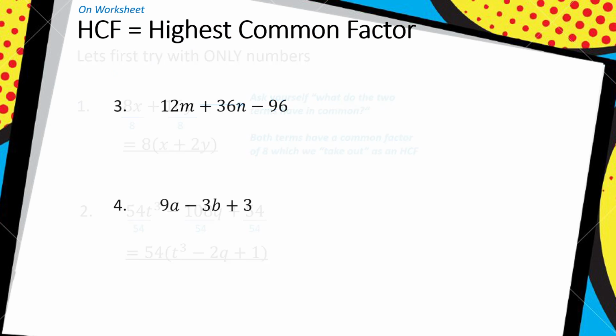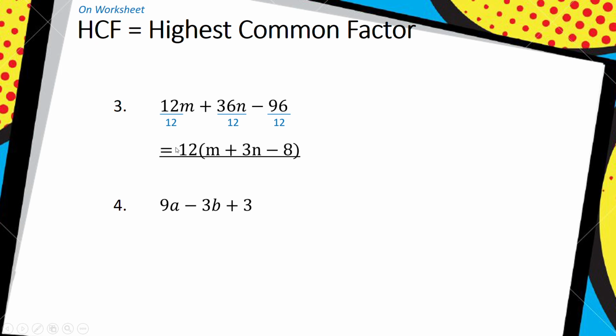Let's try another one. What's the highest common factor that goes into 12, 36, and 96? That will be 12. So I'm going to be left with m plus 3n minus 8. Again, I'm going to say equals whatever my highest common factor was, open bracket, what I'm left with once I've divided through by 12. And then the last one in this video, the highest common factor that goes into 9, 3, and 3 would be 3. So I divide through by that, and I'm left with 9 divided by 3 is 3a, minus the 3s cancel, b plus 3 over 3 will be equal to 1. And that's how I got what's left in my bracket.